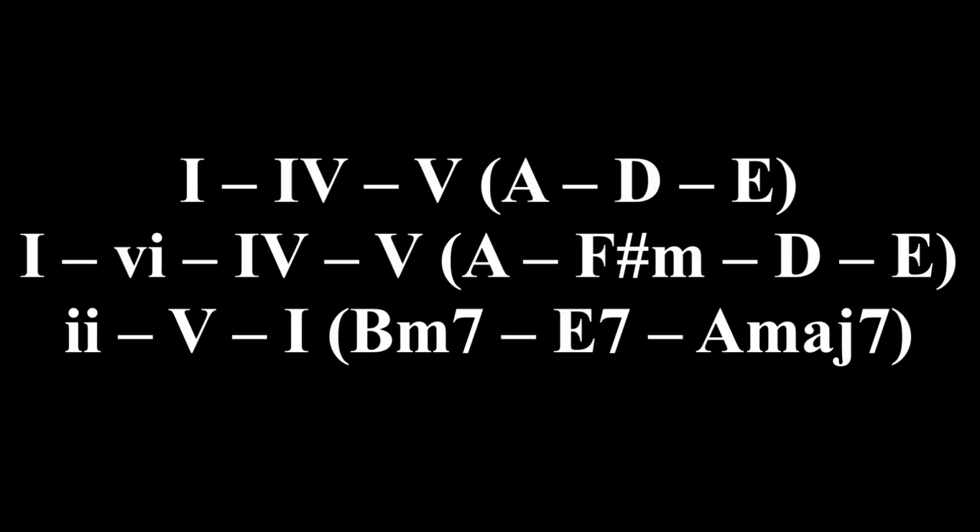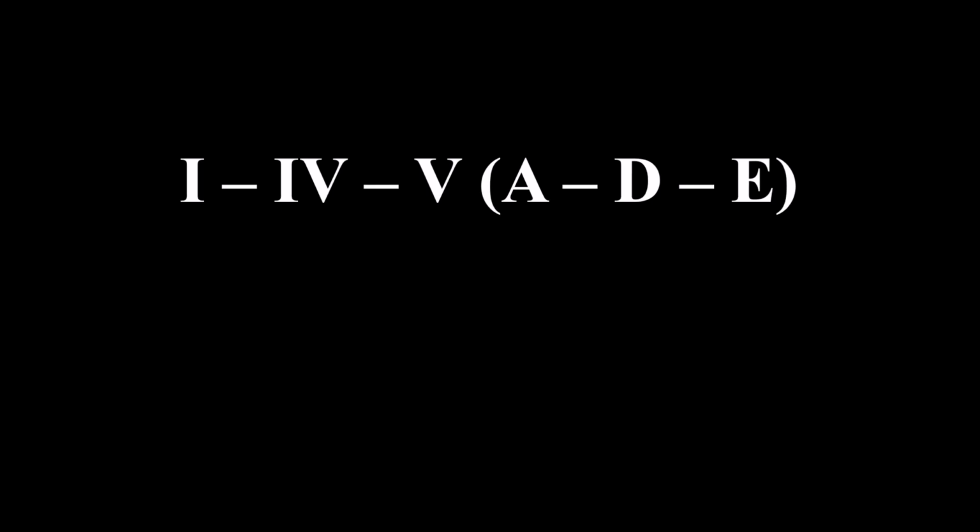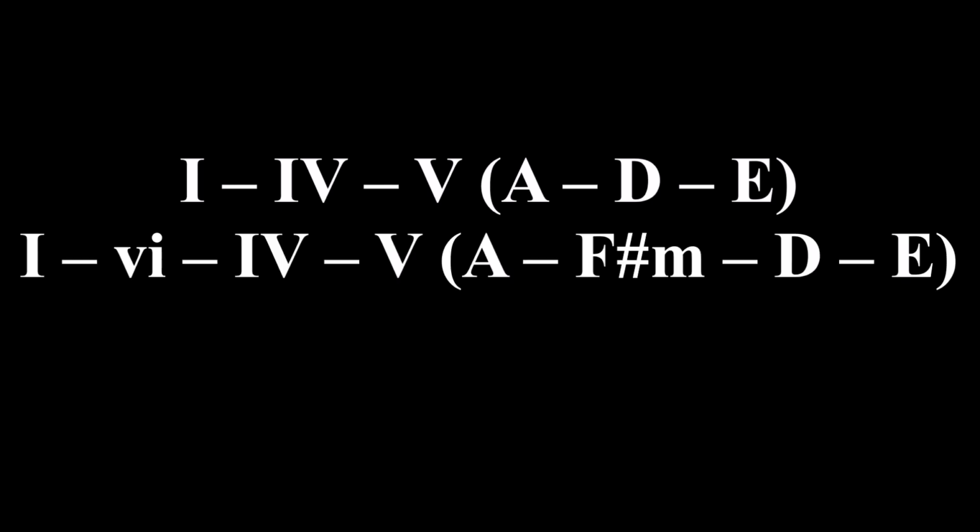Common chord progressions in the key of A major. Here are some common chord progressions that you can form with some of these chords we've looked at. The 1-4-5 chord progression. The chords are A major, D major, E major. The 1-6-4-5 chord progression. The chords are A major, F sharp minor, D major, E major.